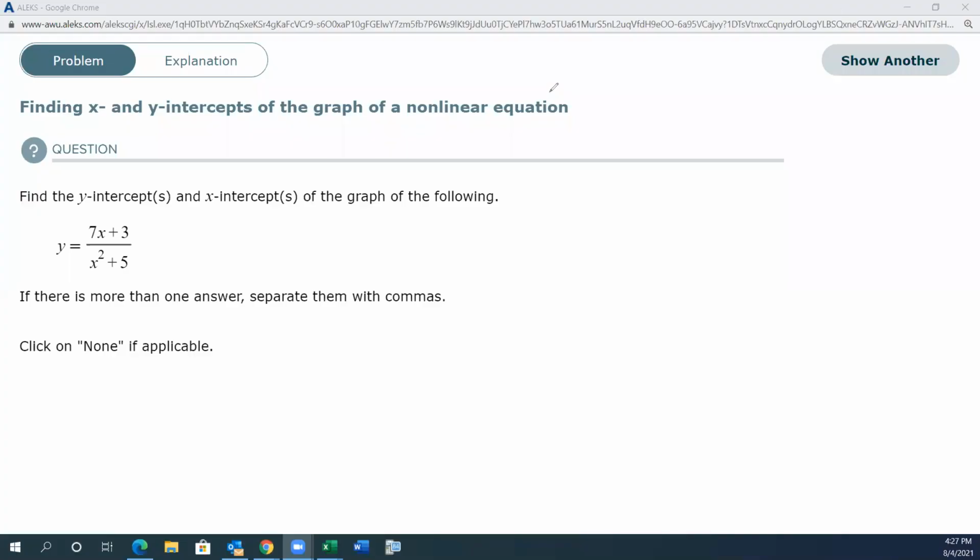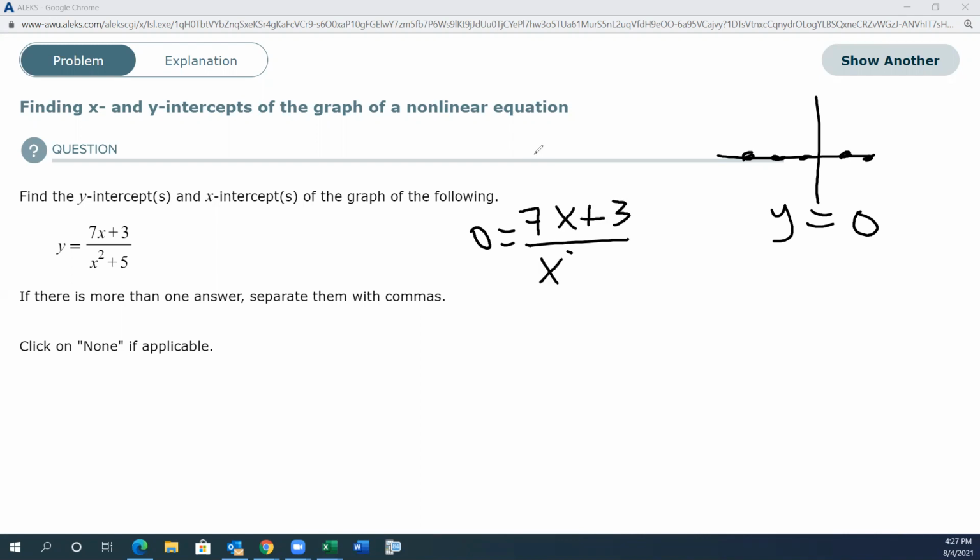Okay, so now let's talk about x and y intercepts. So x-intercepts are all found on the x-axis for whatever function you graph. And all those points on the x-axis all have one thing in common. They all have a y-coordinate equal to 0. So if you want to find x-intercepts, replace y with 0. Okay, so I'll replace the y with 0. And then I'll just solve, and it'll be crazy fun.